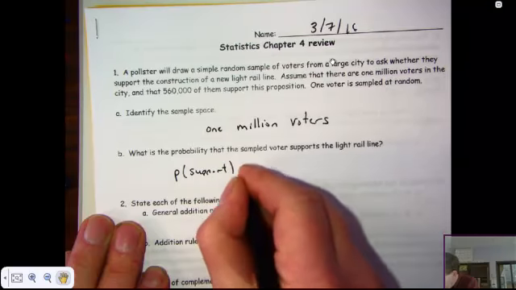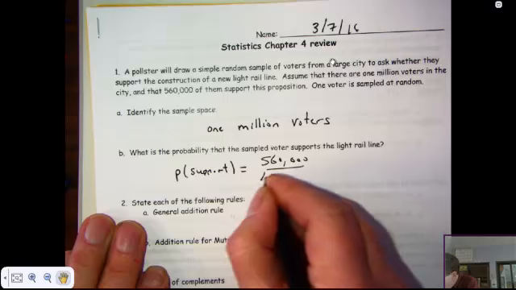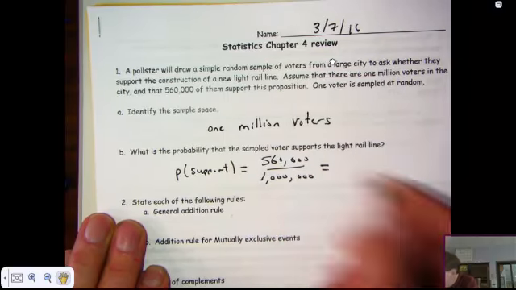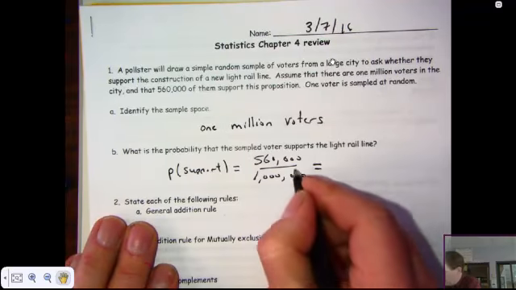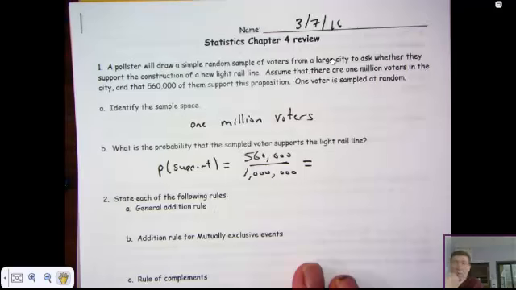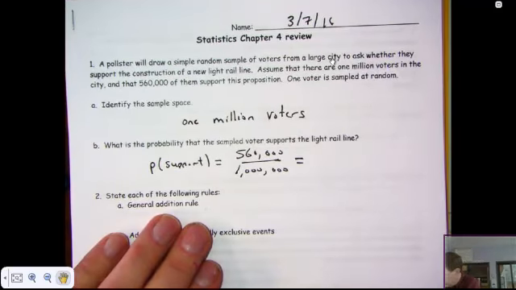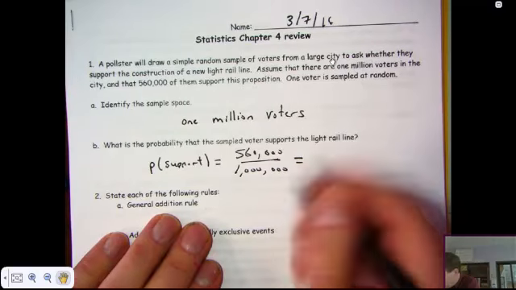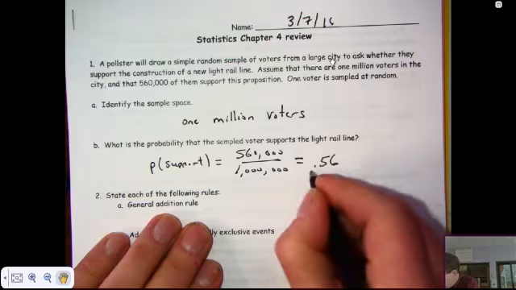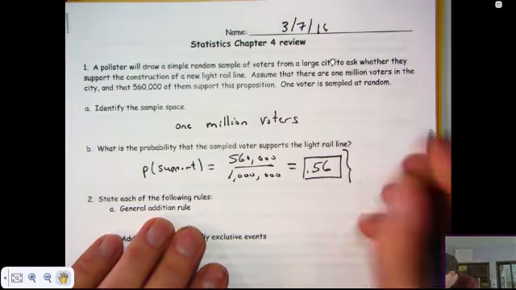Right, so it'd be 560,000 over 1 million. I'm going to ask you on this test to answer everything in decimals. So we'll be consistent, and so in decimals, what is this? 0.56. So we'll say all answers on this test in decimals.